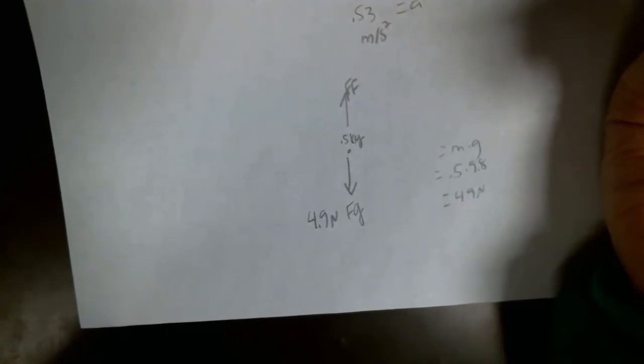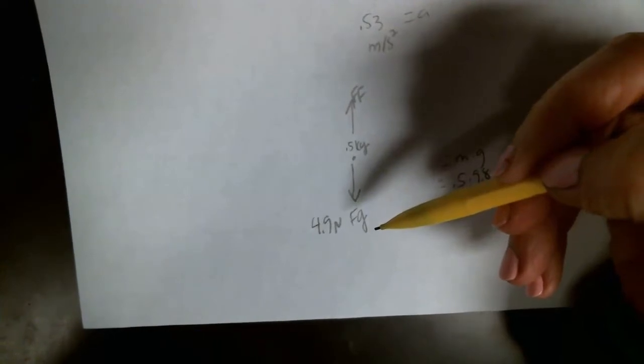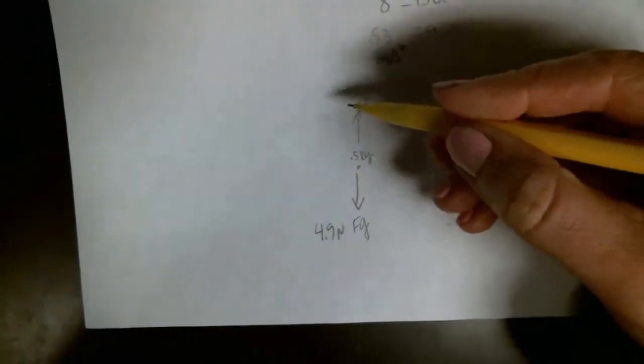If this thing was speeding up, that means I have an overall net force in the down direction, which means that my force of friction must be something less than 4.9. Okay, that would give me an overall net force down, so it would be accelerating downwards. Does that make sense? If something is slowing down, that means the overall net force is up. And so this force of friction would be bigger than my force of gravity. So it'd be something bigger than 4.9. If I had a friction of 5 or 5.5, then this thing would be falling but slowing down.